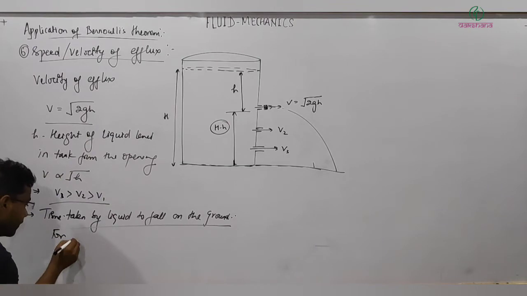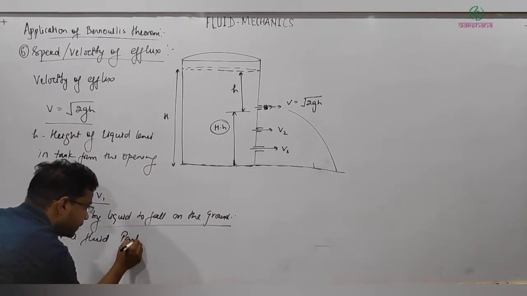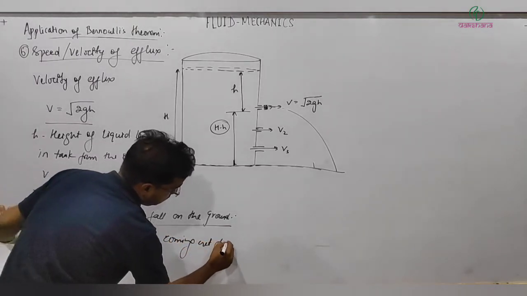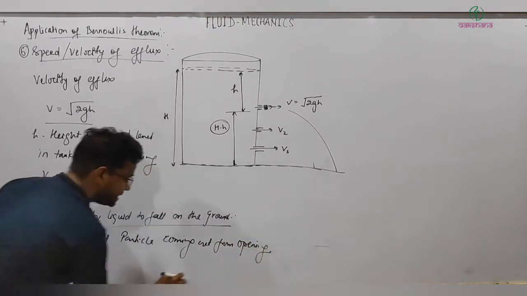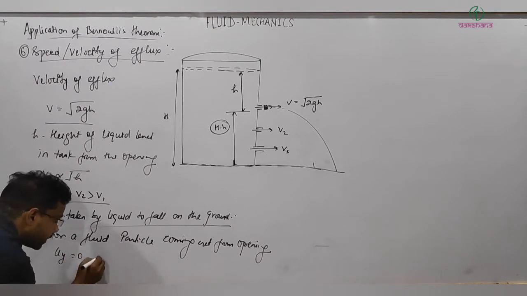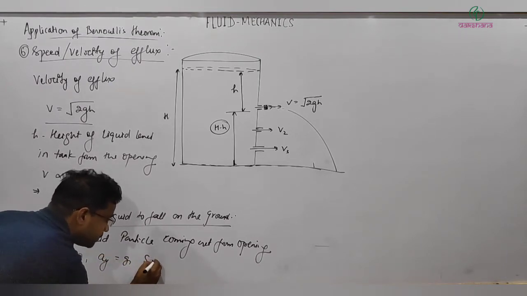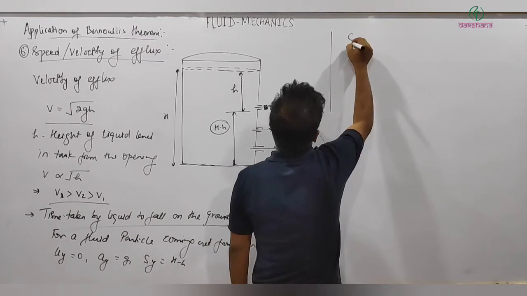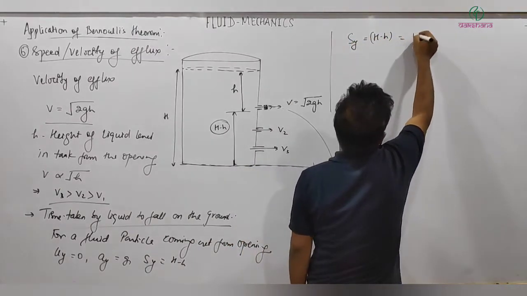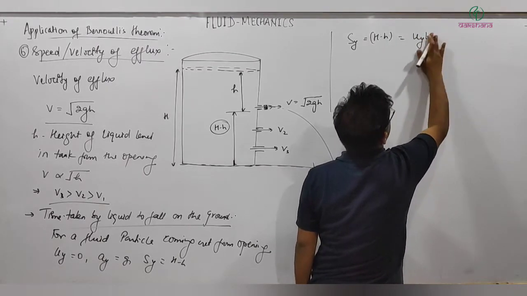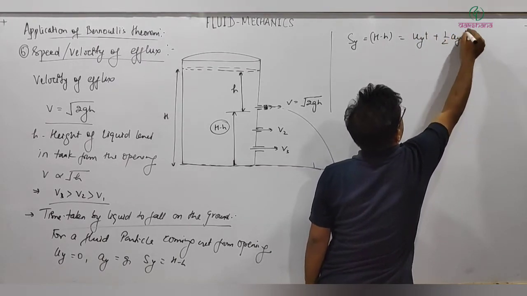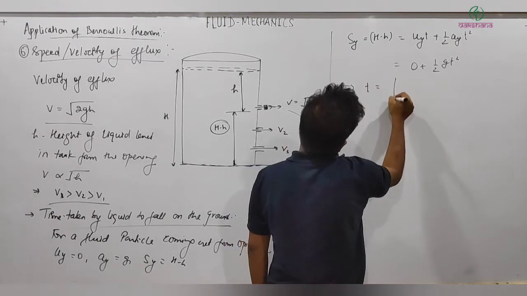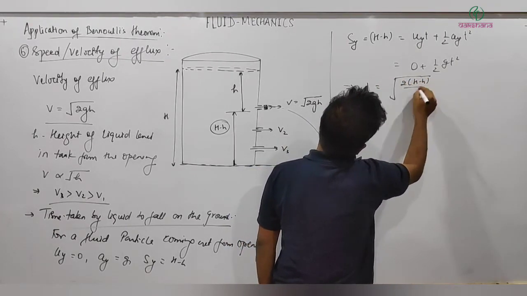So for a fluid particle coming out from the opening, I can take uy equal to 0, ay equal to g, and sy is equal to capital H minus small h. This implies I can write sy equal to capital H minus small h is equal to uy t plus half ay t square, that is equal to 0 plus half g t square, and this implies t we are getting is under root 2 times capital H minus small h by g.